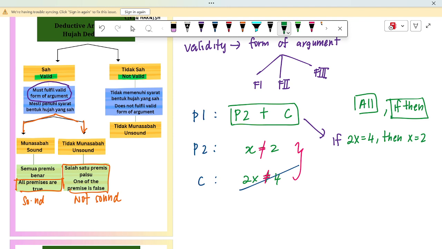Okay, so that's all for chapter 3, logical reasoning. Statements, quantifiers, compound statement, negation, arguments, and also last one is implication. That's all.